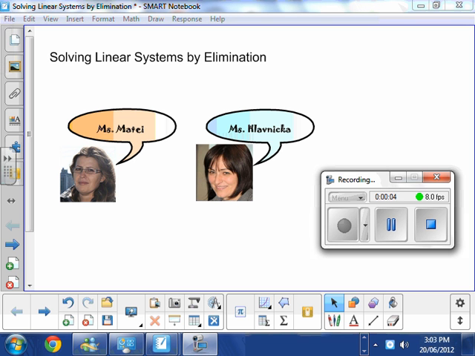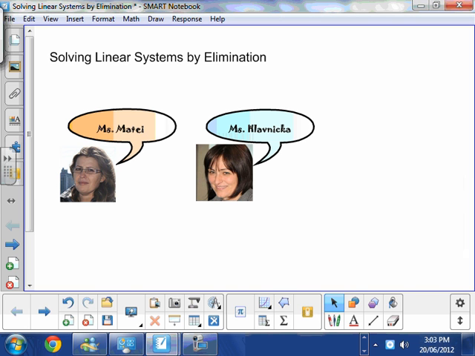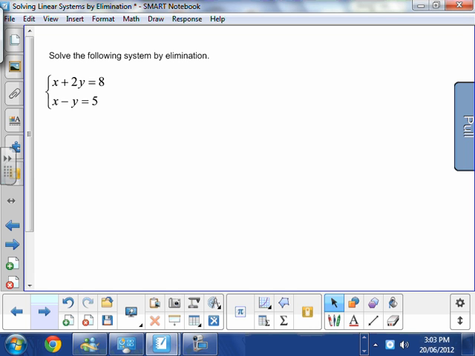This is again Miss Marte and Miss Slavnika, and we will be talking about solving linear systems by elimination, which is another algebraic method to solve linear systems. Good. So in order to do that, we will be looking at this system: x plus 2y equals 8, x minus y equals 5. What am I supposed to do, Miss Slavnika?